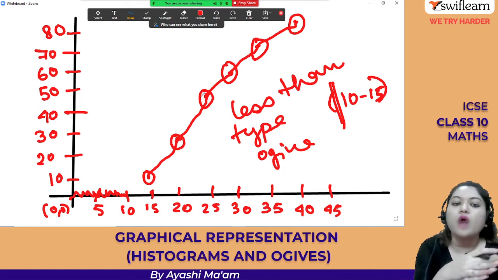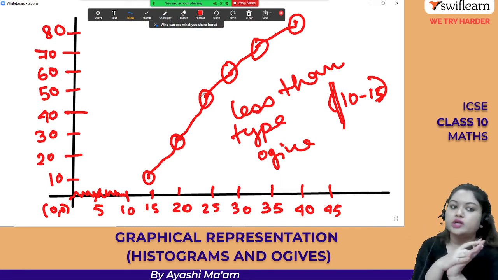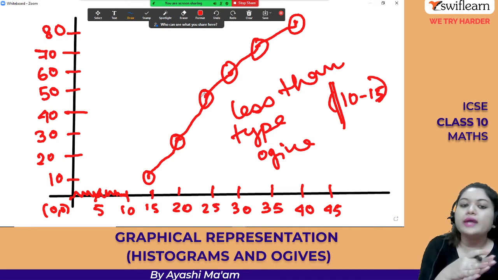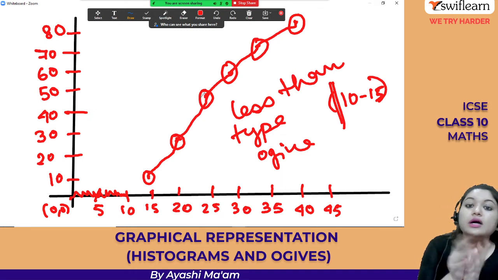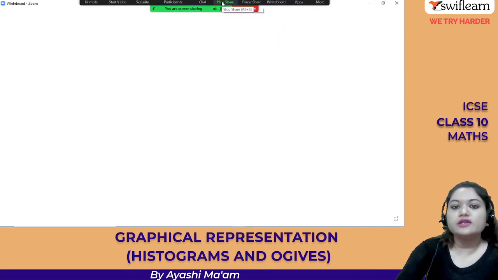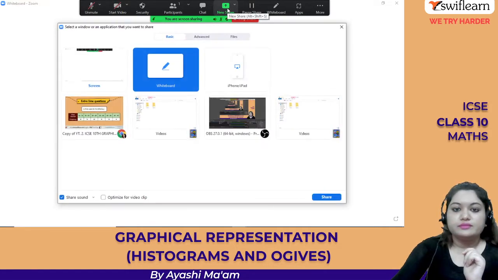Now for the same one, can you do the more than type also? This will be your homework. Do the more than type also. You know how to do it. Just in case of plotting the points, you simply need to take the lower limit and the corresponding cumulative frequency. So for the same problem, try to do the more than type ogive.